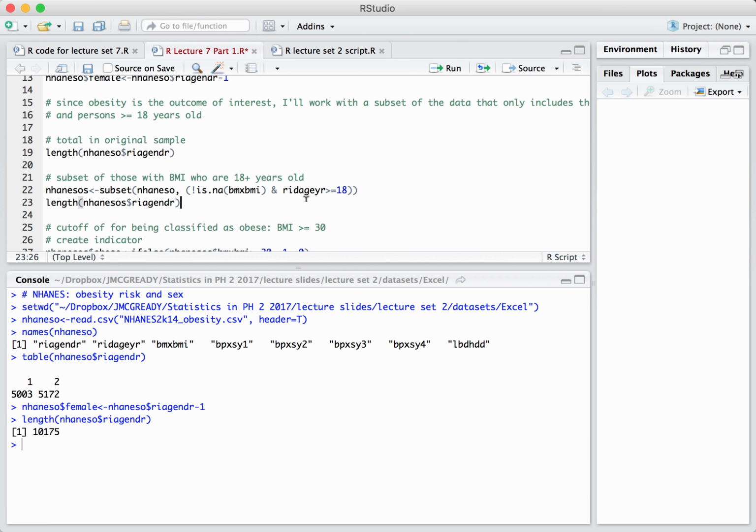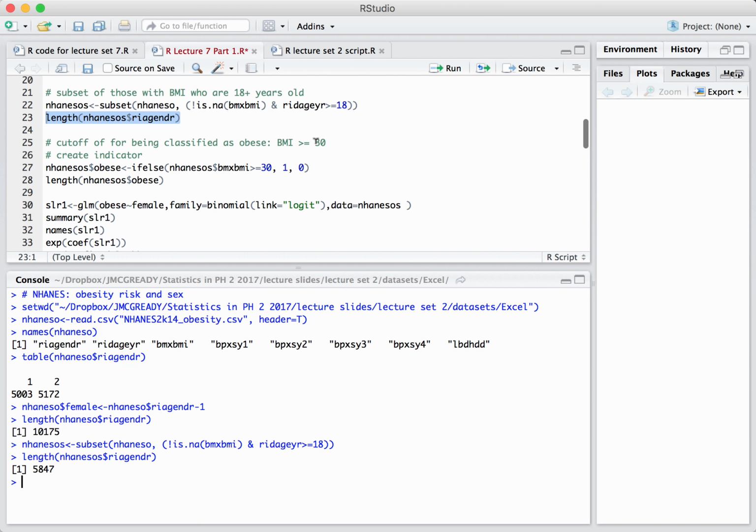So the column for age in this data is called RIDAGEYR. So we're going to take a subset of the original data frame to include only these folks 18 years and older who are not missing obesity. And that reduces the size of our data set to about 60%, 5,847, when we got rid of the younger folks.